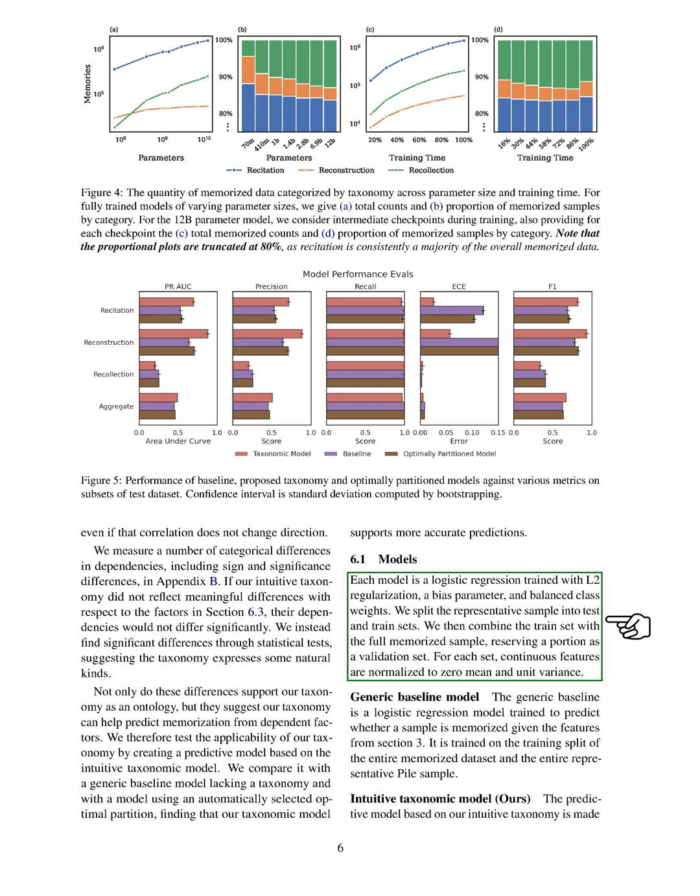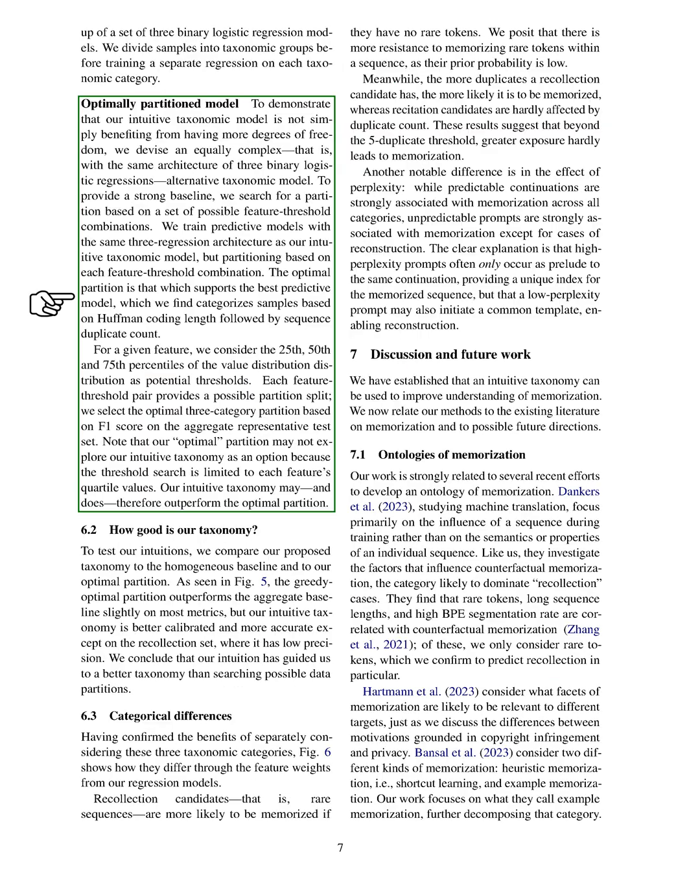Section: Optimally partitioned model. In this section, we present an optimally partitioned model to show that our intuitive taxonomic model is not just benefiting from having more flexibility. We created an alternative taxonomic model with the same complexity as our intuitive model, using 3 binary logistic regressions. We searched for the best partition based on different feature threshold combinations. The optimal partition we found categorized samples based on Huffman coding length and sequence duplicate count.